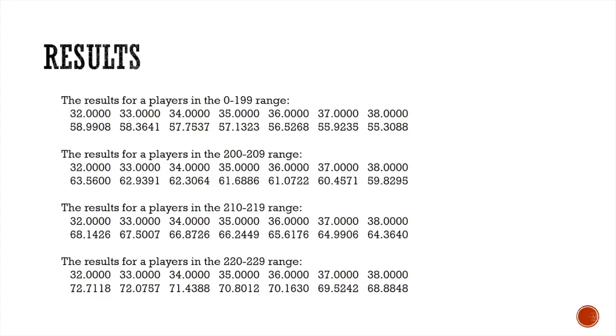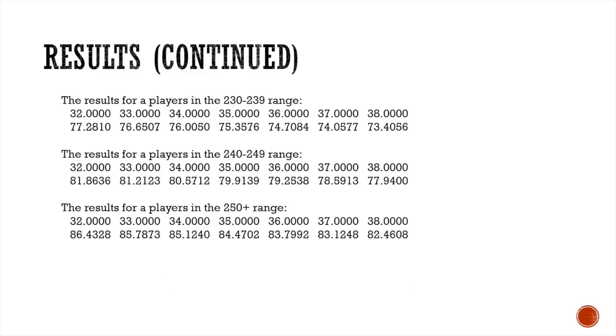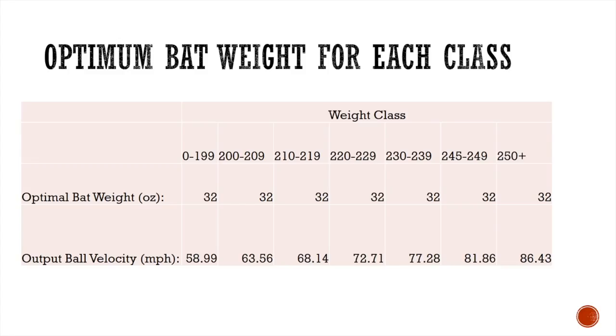So now, results. This is what the MATLAB outputted, and you can see that for each class of players, you have weights on the top row and the respective velocities in the bottom row. One thing to note is that the difference in miles per hour between the lightest and the heaviest is not that much within each class. After diving into that information, the optimum bat weight for every single class is 32 ounces.